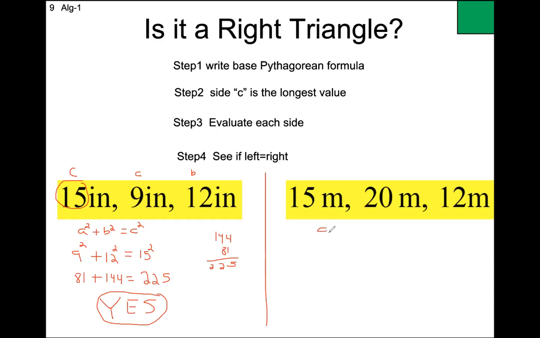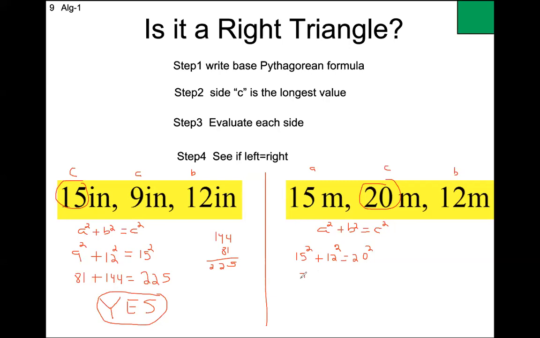Step number 1, you write the base Pythagorean theorem. A squared plus B squared equals C squared. Yes, you can plug the numbers in right from the very start. And yes, you can square them right from the very start. The biggest number here is 20. The other values will be A and B. So your 20 will be your C value. All right, so let's see. 15 squared. Yeah, you could have written 225. Plus 12 squared. Yes, you could have written 144. Is equal to 20 squared. Yes, you could write 400.